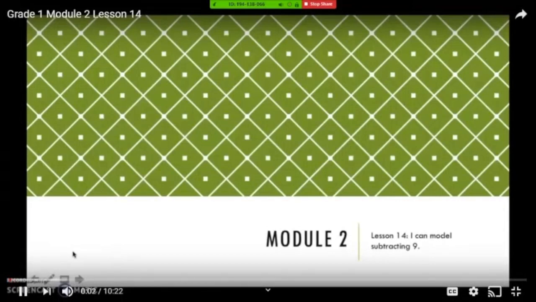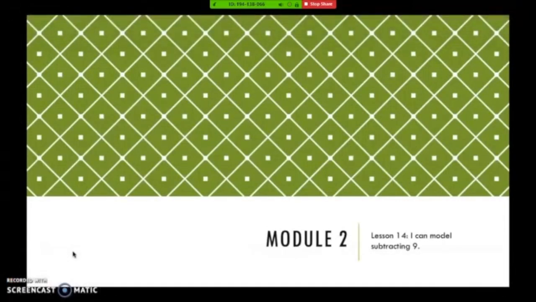This is Module 2, Lesson 14. We have been subtracting, and it's been super fun. You've been doing such an awesome job finding a 10 and then subtracting 9 from that 10. Today we're going to be subtracting 9 again, but we're going to do it in kind of a different way. Today we're going to start with our picture, and I'm going to show you what I mean.